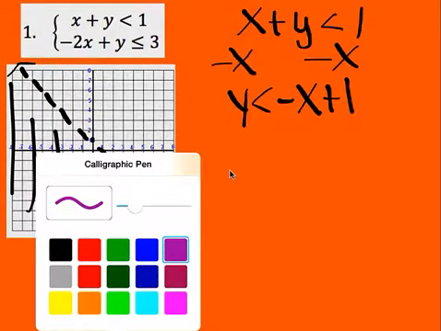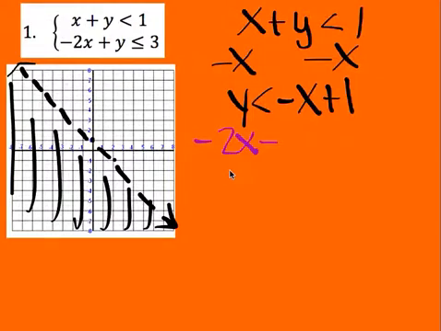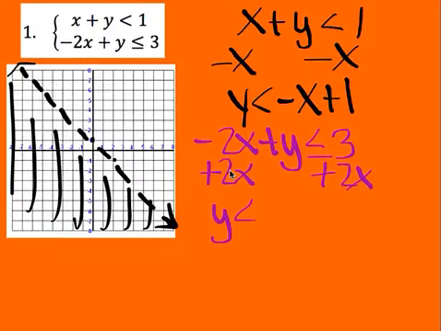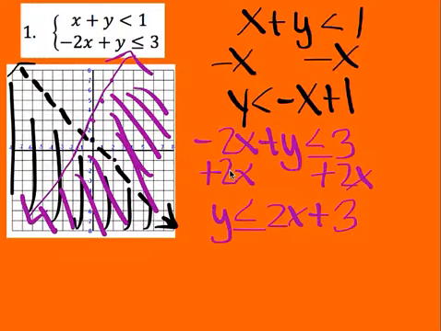For the next one, I have negative 2x plus y is less than or equal to 3. In order to solve that for y, I need to get that 2x over to the other side. So I'm going to add 2x to both sides. Then I get that y is less than or equal to 2x plus 3. So we're crossing the y-axis at 3, so I'm going to draw that. And then my slope is 2, so that means I'm going up 2 over 1, up 2 over 1. I notice there's a solid line underneath that inequality, which means I'm going to have a solid line for my graphing. Since it's facing away from the y, I'm going to shade down.